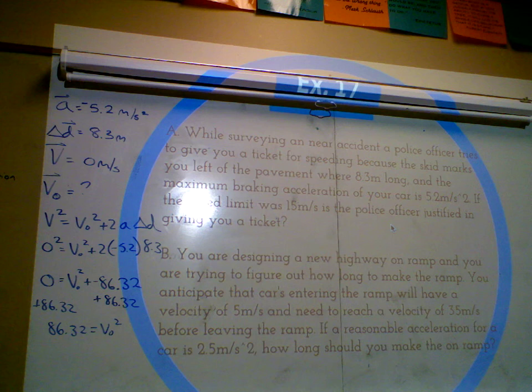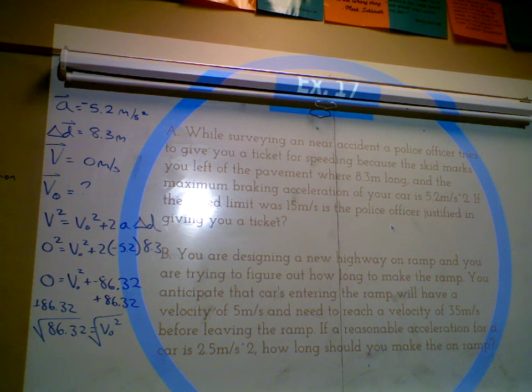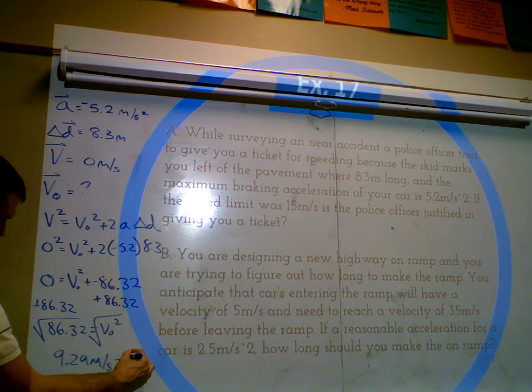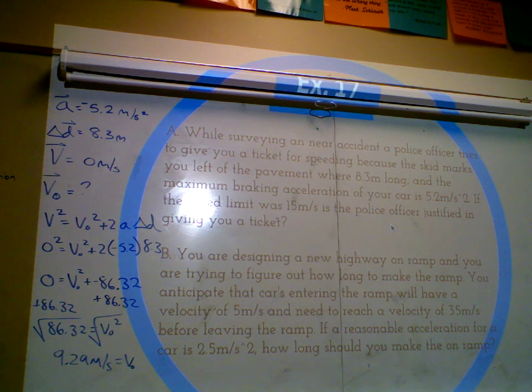Okay, so now what do I do? You square root that. Square root of 86.32, what do we get? 9.29. So does the police officer have any reason to give you a speeding ticket? No. Could they give you a ticket for texting while driving? Well, the problem doesn't say so, but it's likely.